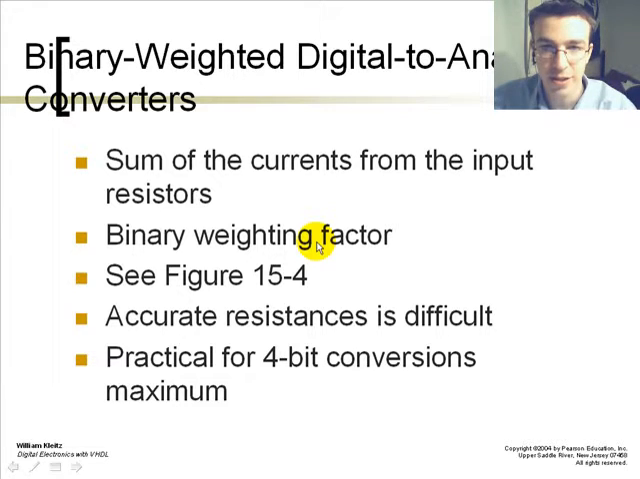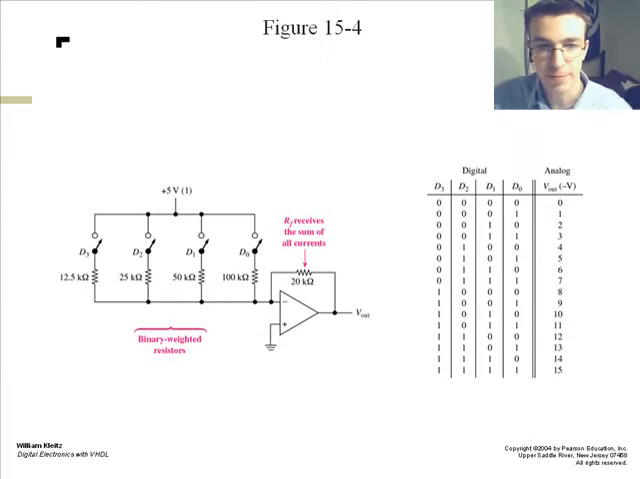Binary weighted digital to analog converters. These are the sum of the currents from the input resistors. It's a binary weighting factor, and accurate resistances are difficult to obtain. Therefore, they are practical for 4-bit conversions at a maximum.